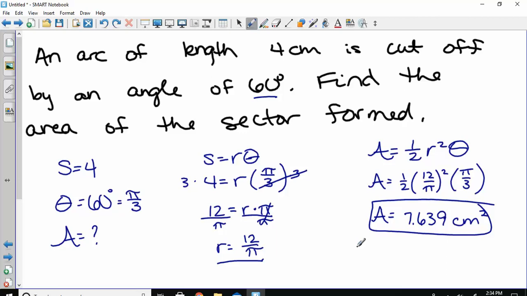Right. Questions? When do you know it's squared again? Area is always squared. And it's just the units, not the number itself. Other questions?